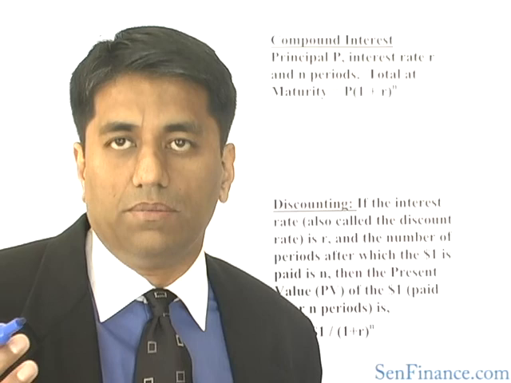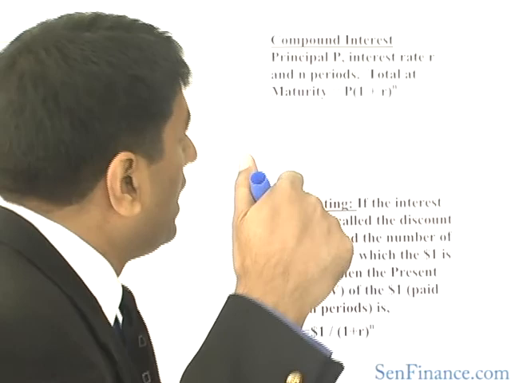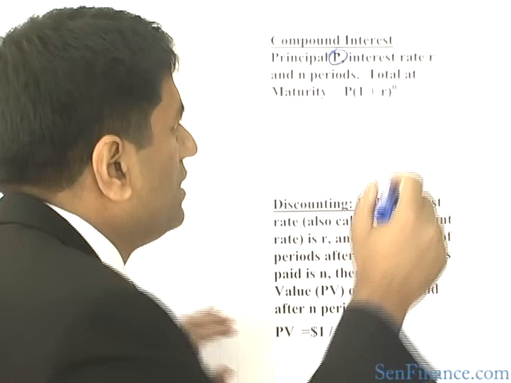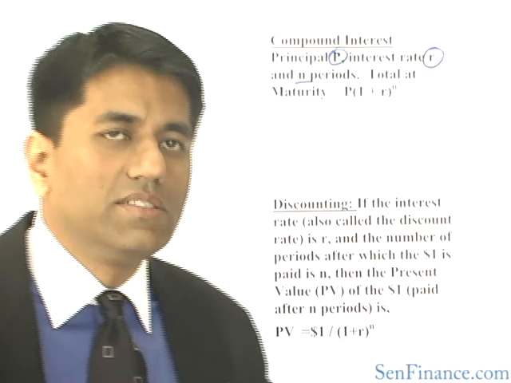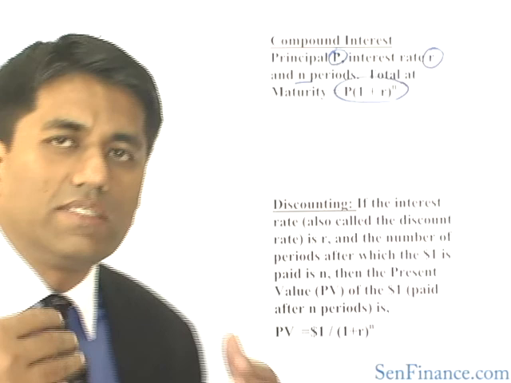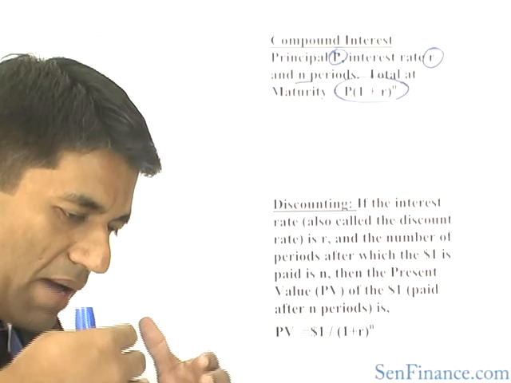So the question now is, if you have a principal P invested at an interest rate R for N periods, then how much money will you have at the end of those N periods? And the answer is P into 1 plus R to the power N. Now, how does this happen? Well, you have the money starting with P, moving forward one period, then one more period, then one more period.